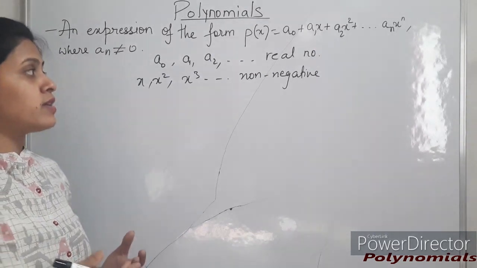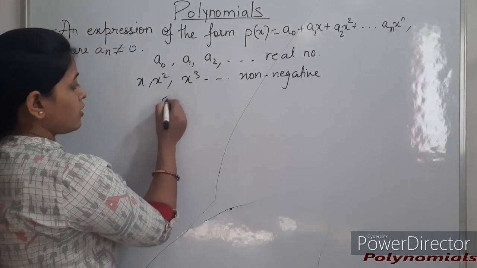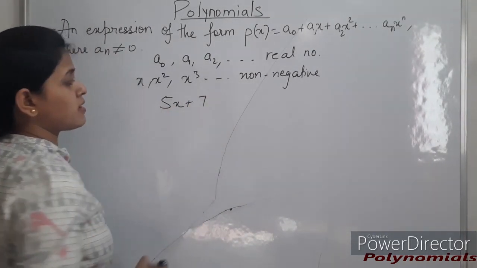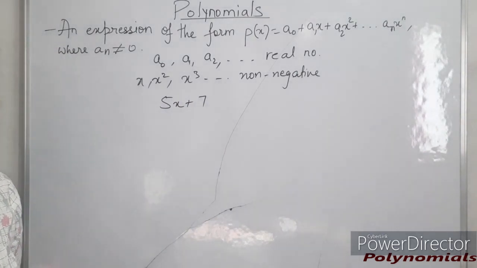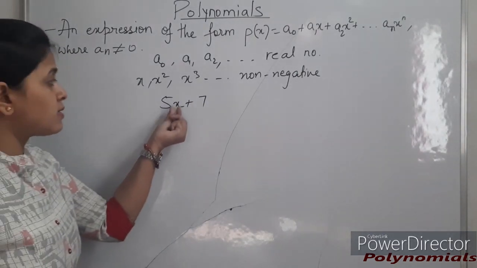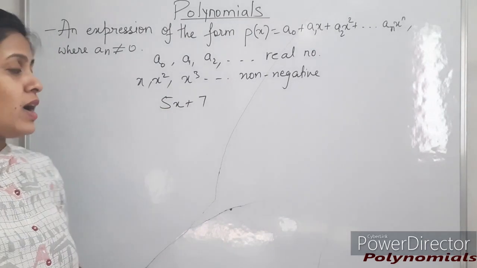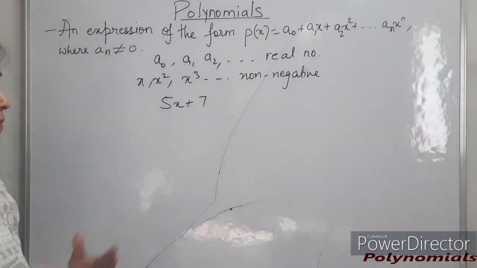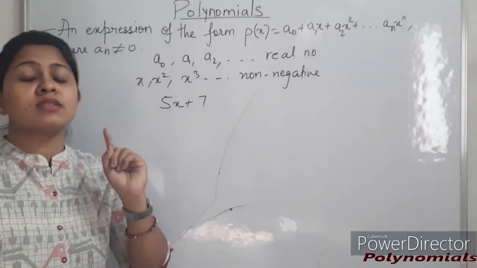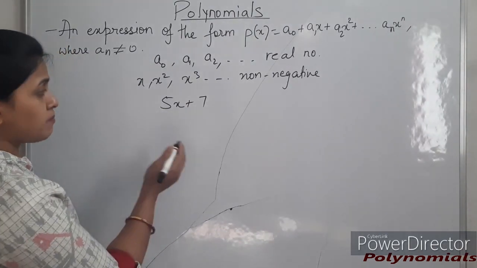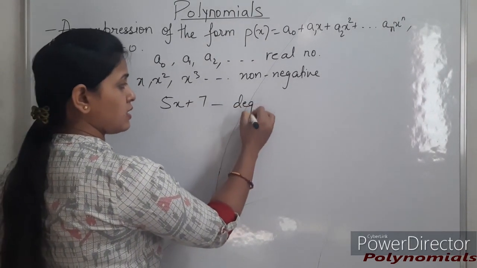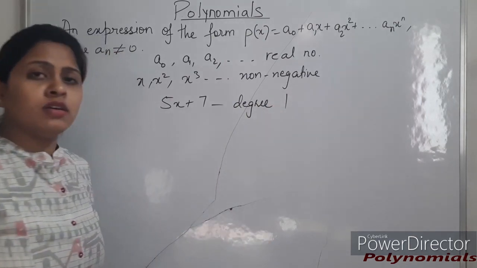Now, for example, we can say 5x plus 7. It is an example of a polynomial. Here you can see that the power of x is 1. If the power of x is 1, it means its degree is 1.